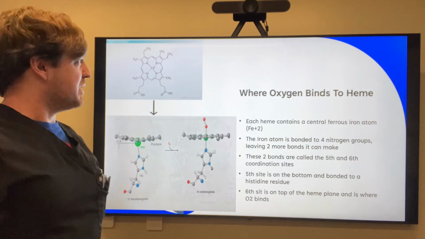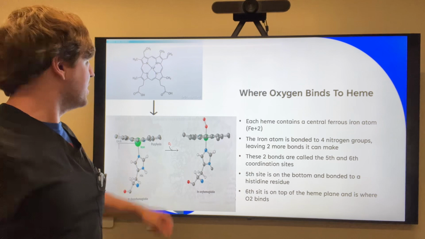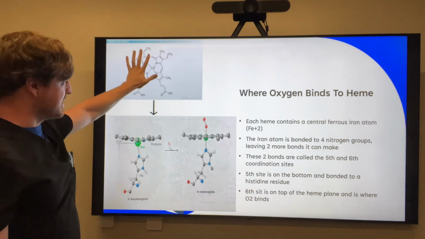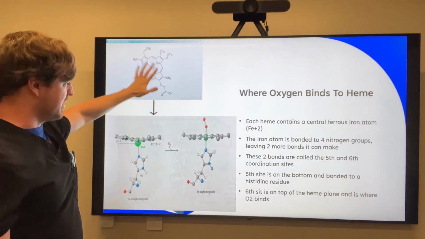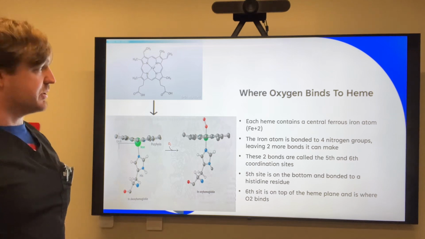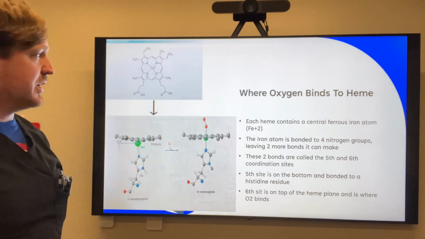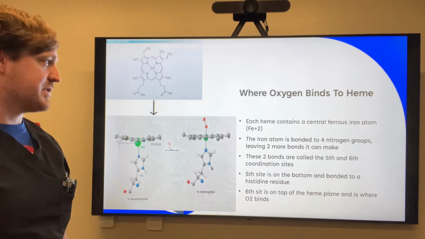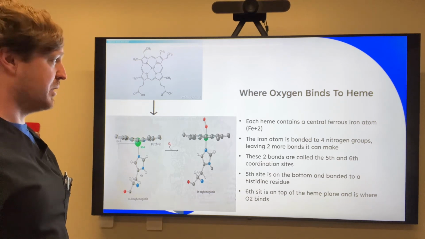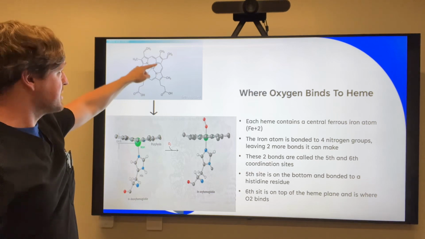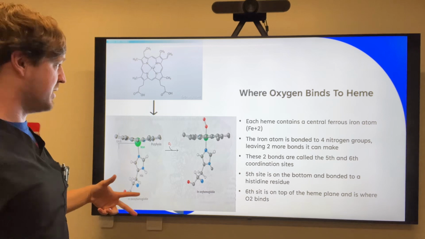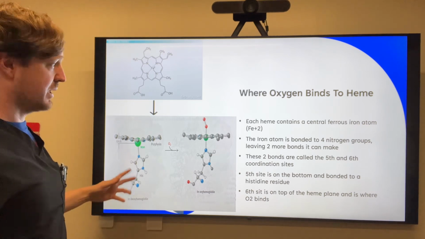So where oxygen binds to the heme, it actually binds right here on the iron, and you can see, this is the same thing, but flipped this way. See the iron in the middle? Like we already said, each heme contains a central ferrous iron atom. The iron atom is bonded to 4 nitrogen groups. You can see them here. So that means you have 2 more spots where the iron can make bonds.